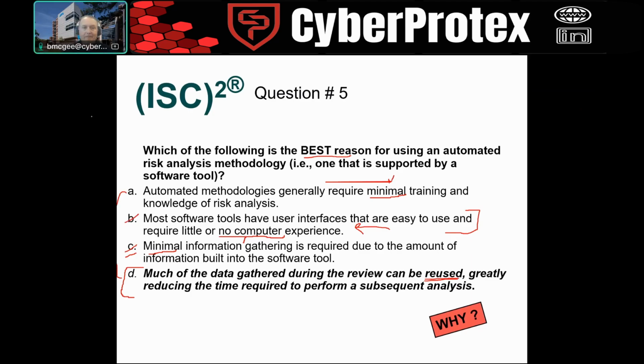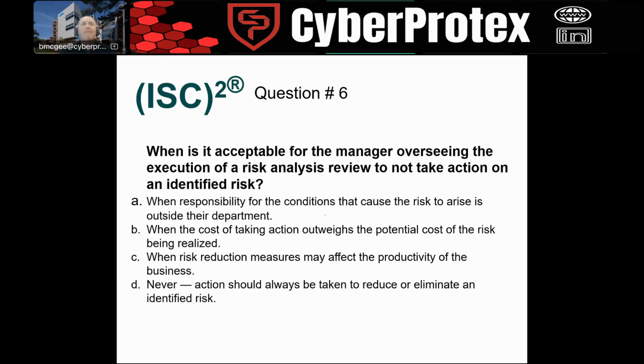All right. Let's keep going here. When is it acceptable for the manager overseeing the execution of a risk analysis review to not take action on an identified risk? A, when responsibility for the conditions that cause the risk to arise is outside their department. B, when the cost of taking action outweighs the potential cost of the risk being realized. C, when risk reduction measures may affect the productivity of business. D, never, action should always be taken to reduce or eliminate an identified risk.